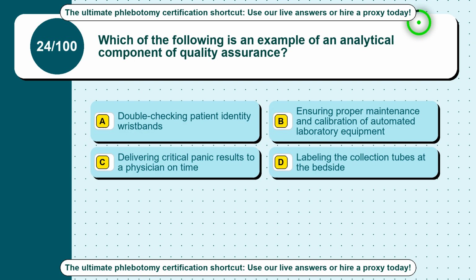Question 24. Which of the following is an example of an analytical component of quality assurance? Option A, double-checking patient identity wristbands.